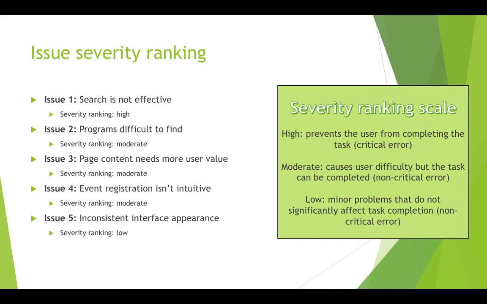Issue 3, page content needs more user value. Severity ranking is moderate. Again, the users had some difficulty, but they were able to complete the task. Issue 4, event registration isn't intuitive. This was also a moderate severity issue. The testers couldn't remember the event that they were registering for and were forced to go back to the page to view the name of the event, but they could view it and they could successfully complete the task.